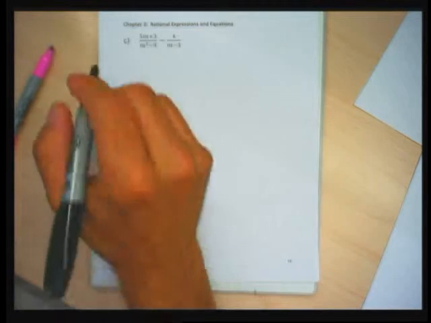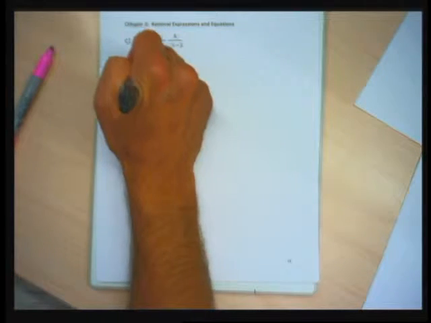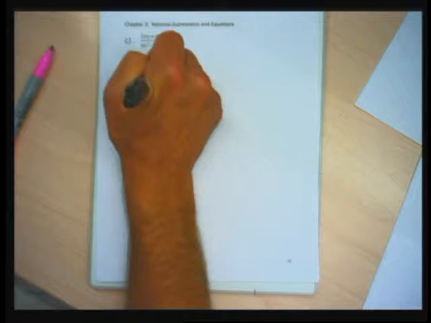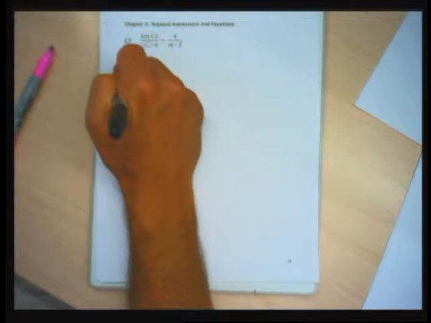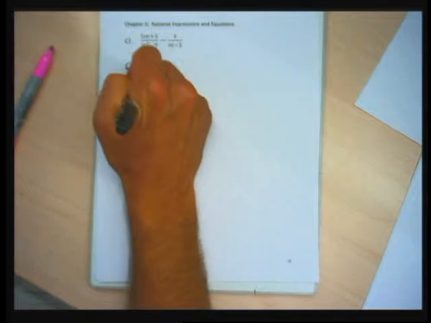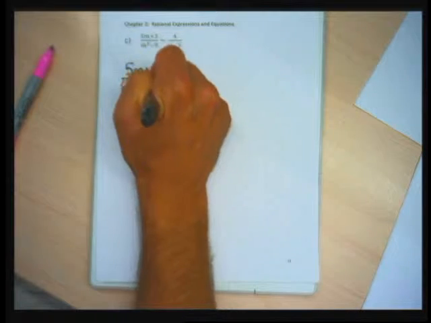Part C is the worst part because it's a subtraction, which is a little bit harder than addition, and there's some factoring that I need to do. In part C, the first thing I'm going to do is factor the m squared minus 9. I'm going to factor it into m plus 3 times m minus 3.